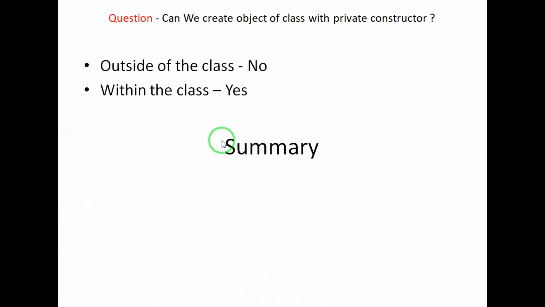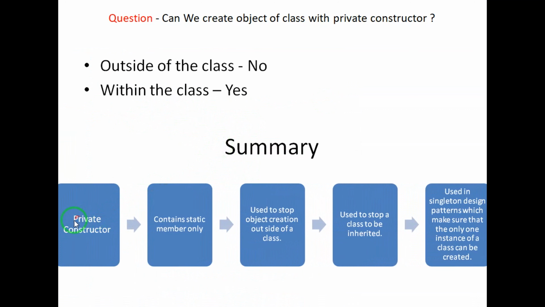So what is the summary? If a class has a private constructor, then it contains static members only, and this is used to stop object creation outside of a class, to stop a class from being inherited, and it is used in the singleton design pattern, which makes sure that only one instance of a class can be created.